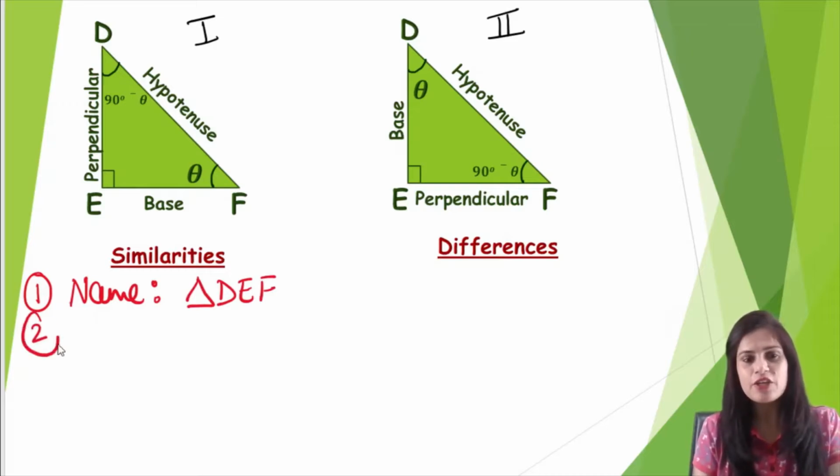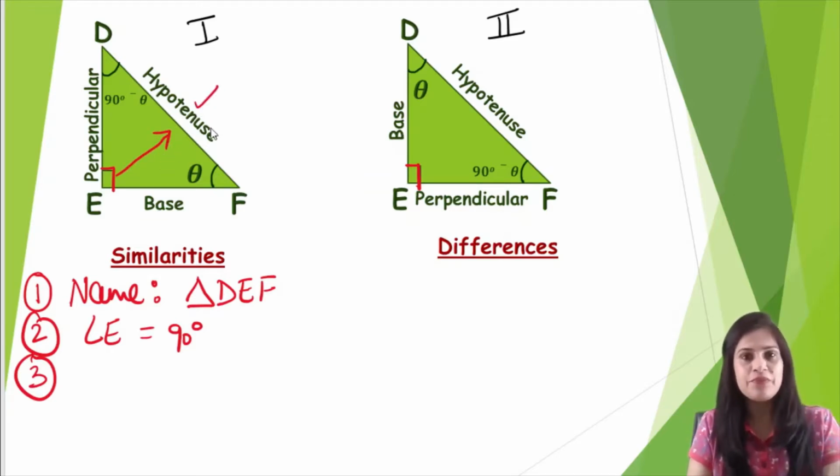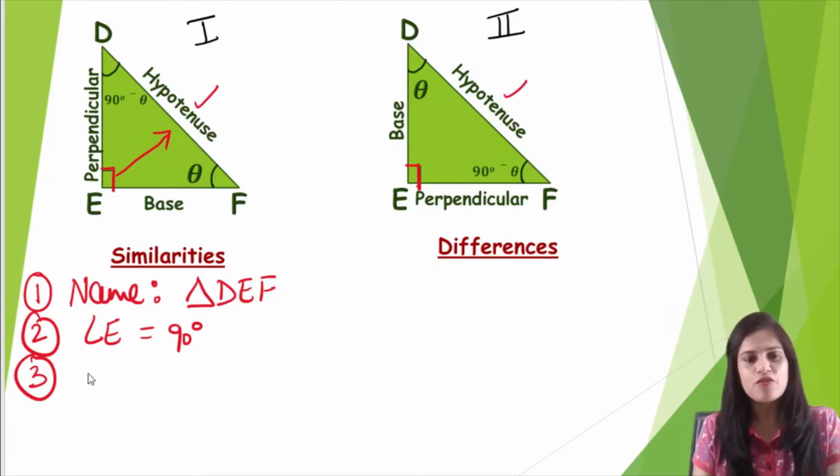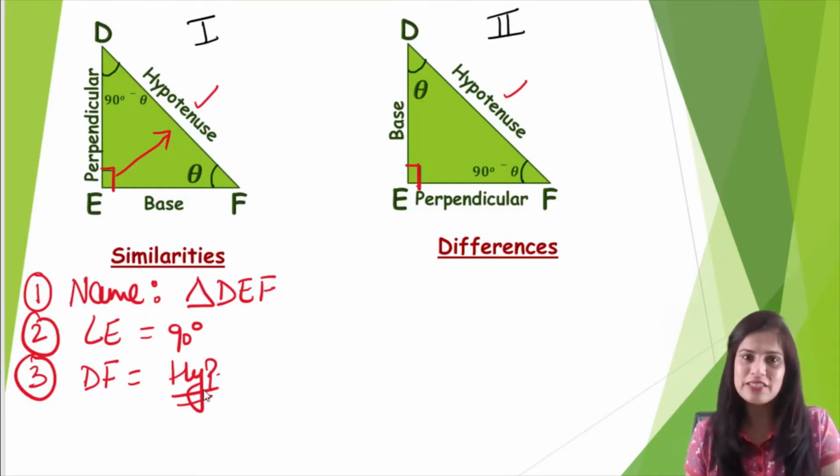This is the first similarity. Second similarity, you can see that angle E in both of the triangles is 90 degrees, right? And the third similarity is that the side opposite to 90 degrees, which is the hypotenuse, is DF in the first triangle as well as in the second triangle. So we can say that DF is the hypotenuse in both of the triangles. These are the three similarities.